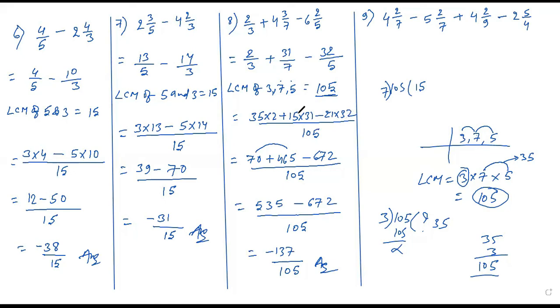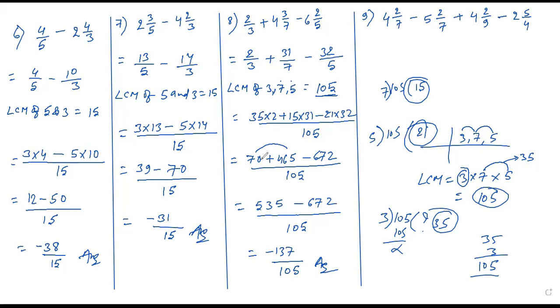If you have a doubt, don't go with the technique. Simply divide each denominator into 105. Divide 3 into 105, you got 35. So 35 will be multiplied by 2. Now again divide 7 into 105, you will get 15. So 15 into 35. Minus there. Now again divide 105 by 5, you will get 21. So 21 into 32. If you don't understand this technique, then just do it in this form only. Divide like before and just multiply with the numerator. You will get the answer.